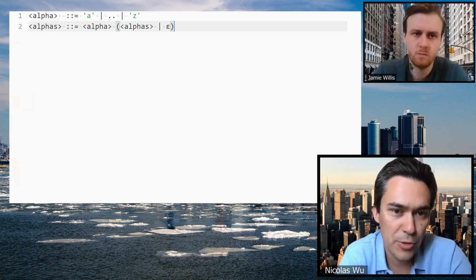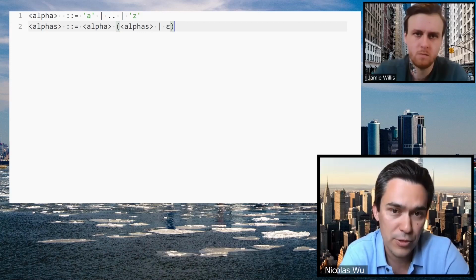Let's look at the BNF for a language that recognizes strings of characters. Let's suppose that they're non-empty. So here's some code. The non-terminal alpha is the choice of letters from A to Z, and alphas consists of one of those followed either by more alphas or by epsilon, the empty token.